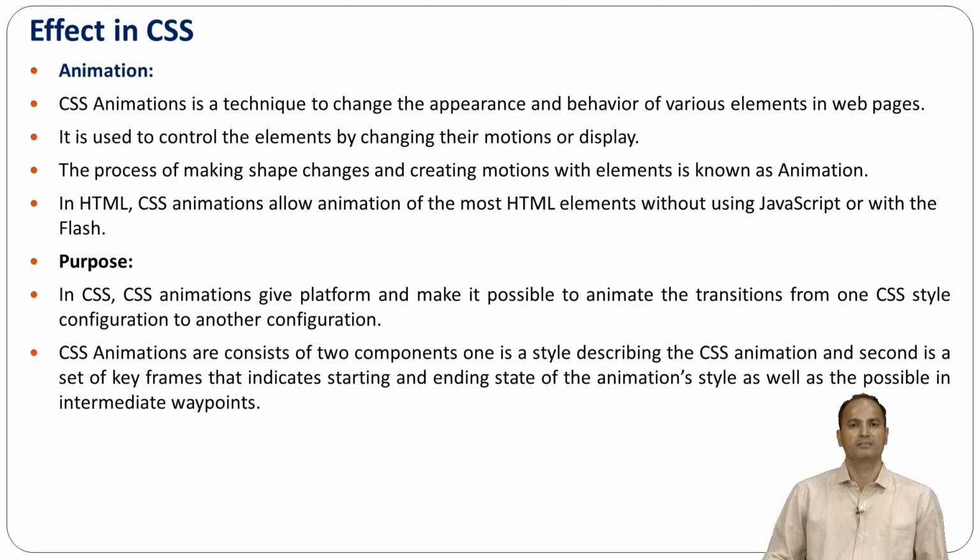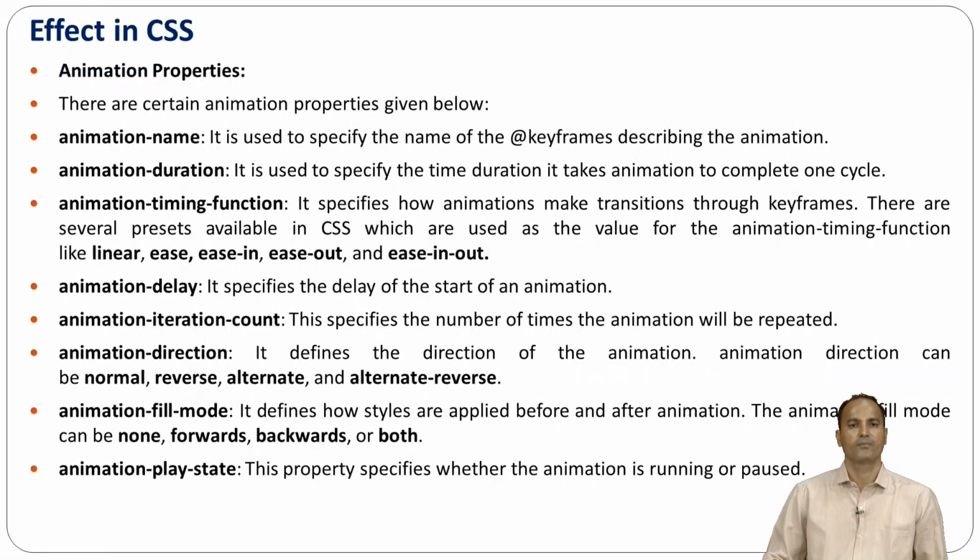CSS animation consists of two components. One is a style describing the CSS animation, and the second one is a set of keyframes that indicates the starting and ending state of the animation style as well as the possible intermediate waypoints. Animation properties are: animation name, which is used to specify the name of the keyframe describing the animation. Animation duration specifies the time it takes for the animation to complete one cycle.